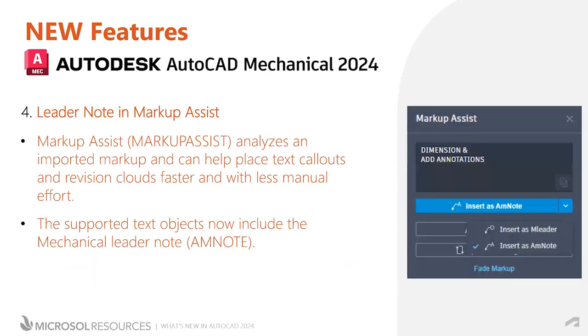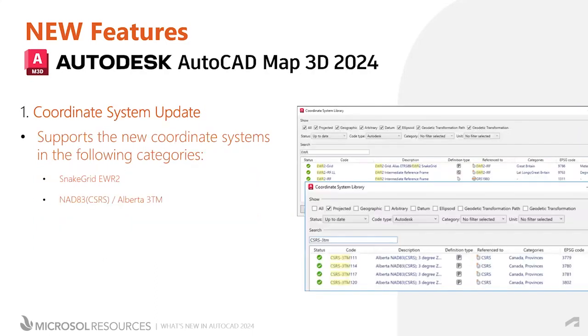Another very helpful feature is now the leader node in Markup Assist. AutoCAD Mechanical 2024 now supports text objects and includes the mechanical leader through the AM node command. We also have new features for AutoCAD Map 3D. In this case, AutoCAD Map 3D now supports coordinate systems in the following categories: Snake Grid, EWR2, and NAD83 CSRS Alberta 3TM.